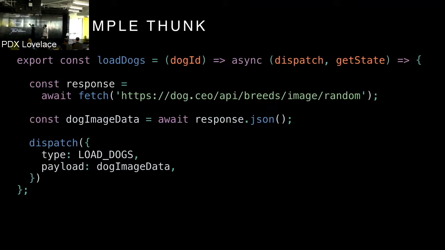Same as before, we have the closure on the dogId. Now we have an async function, and we're calling fetch on the dog API to get some stuff back. We wait for the JSON. Once again, we dispatch the actual action, the result, into the reducer to update our app. So great, right? That's exactly what thunk was made to do.